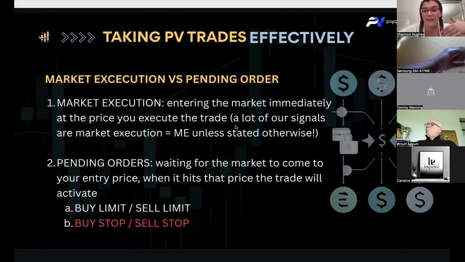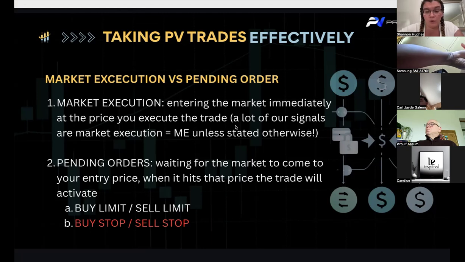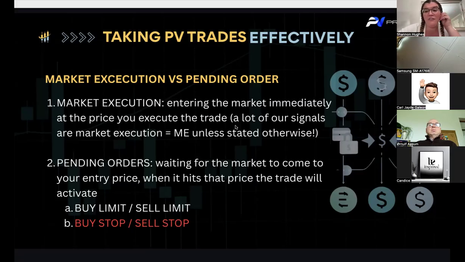A pending order is where we need to wait. We're not quite ready. The market hasn't come to us yet, or a particular point of interest that one of our traders has identified. So we'll then set up a pending order. Now there are 2 different categories, I suppose. You've got limit orders and stop orders. You will see Donnie as well, I know, sometimes sends limit orders too for his Forex trades. So you've got buy limit, sell limit, buy stop, sell stop.